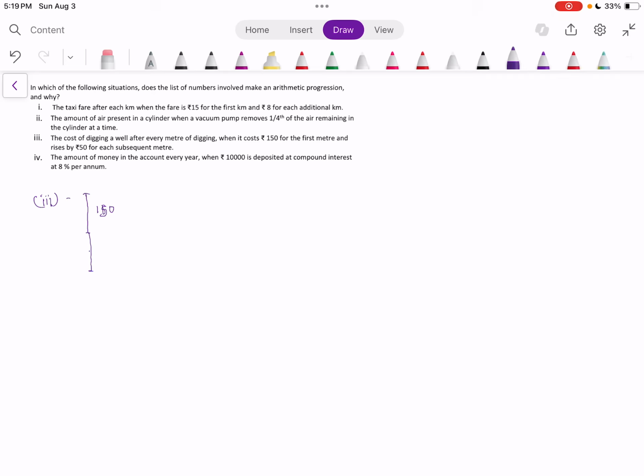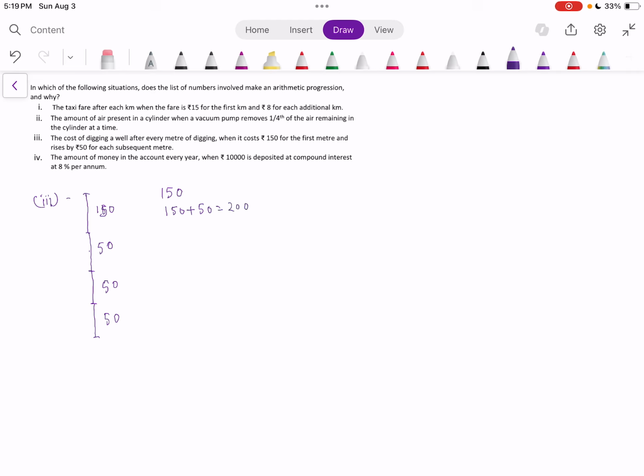For the second one, if you decide on an additional meter, you want to take one more meter after the first meter, then it is going to charge you 50 more. So for the third meter, 50 more. For the fourth meter, 50 more. So if you decide to dig only 1 meter, 150. If you decide to dig 2 meters, then the charge for the first meter 150 plus for the second, which is going to be 200.